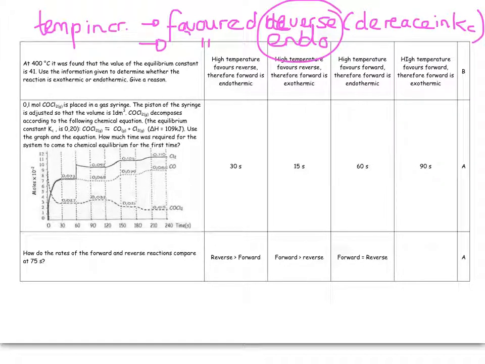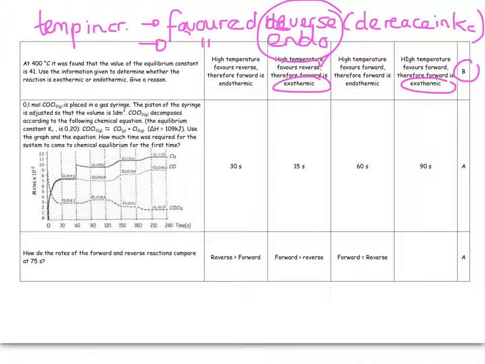So what do they say? Use the information given to determine whether the reaction is exo or endothermic. So it's exothermic, so it's one of those two. High temperature favored the reverse reaction, and therefore the forward must be exothermic. So you need to look at all the details that are given in these choices.